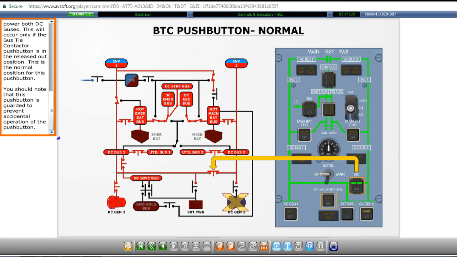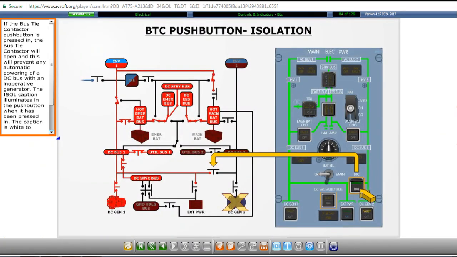This will occur only if the bus tie contactor push button is in the released out position. This is the normal position for this push button. You should note that this push button is guarded to prevent accidental operation. If the bus tie contactor push button is pressed in, the bus tie contactor will open, and this will prevent any automatic powering of a DC bus with an inoperative generator. The isolation caption illuminates in the push button when it has been pressed in. The caption is white to indicate it is not the normal configuration.